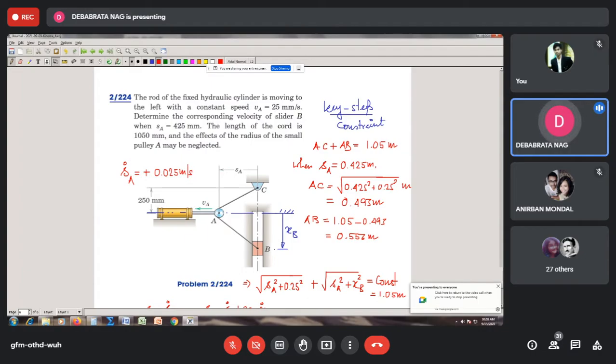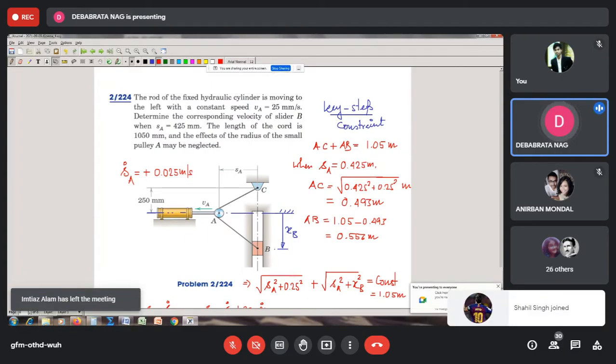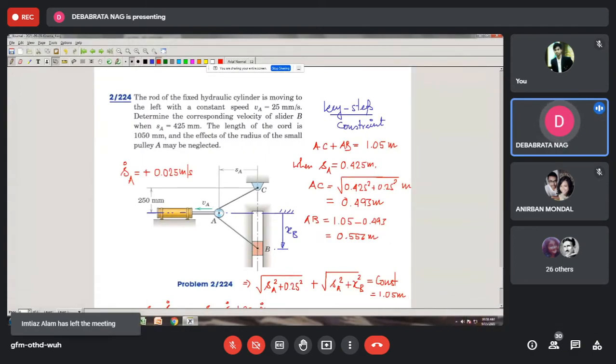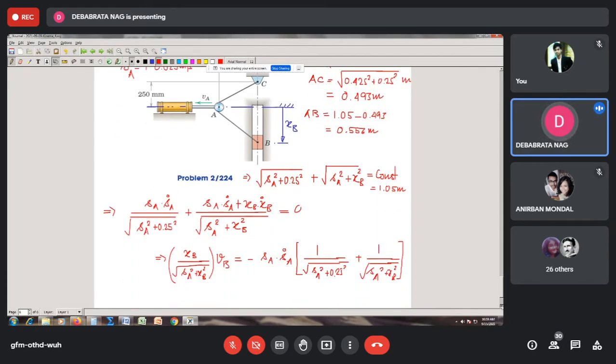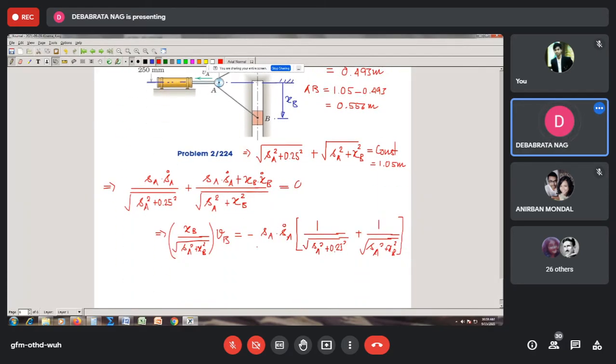So if this end is moving in the opposite direction, then of course we need to put a minus sign. So please be very careful regarding this. If you see that your S dot A is positive, so this is going to be positive. Ultimately, all other things being positive, you can see that your VB is turning out to be negative.